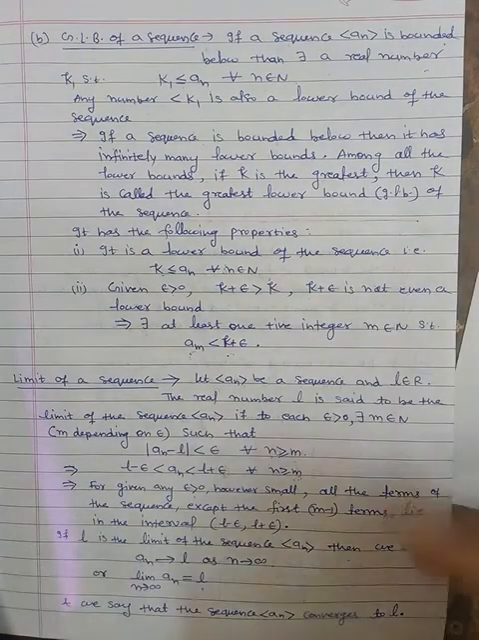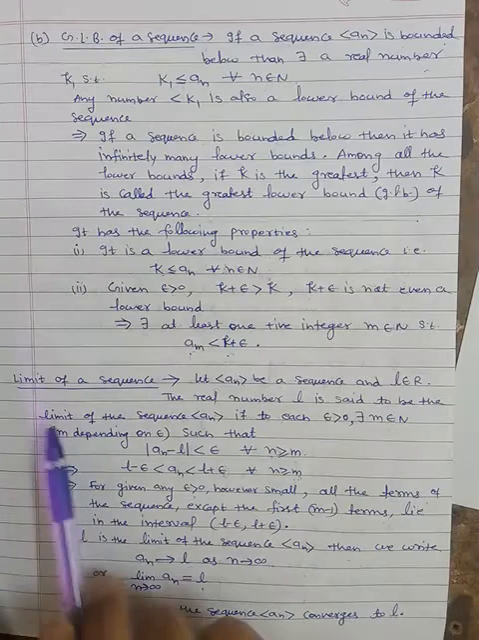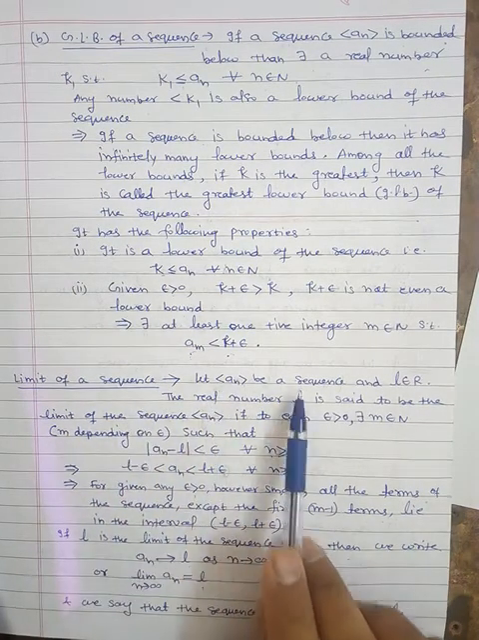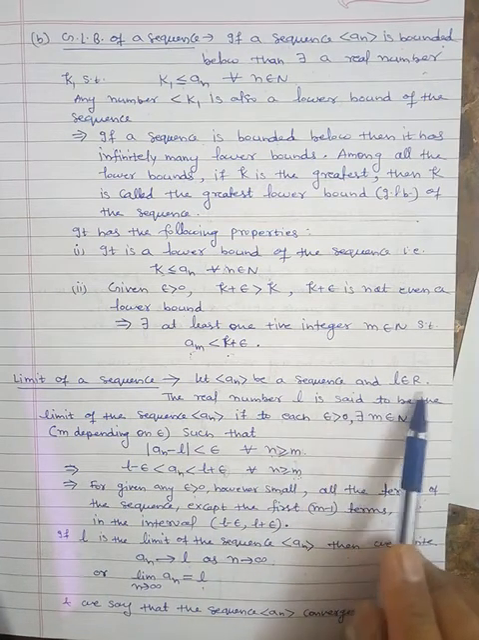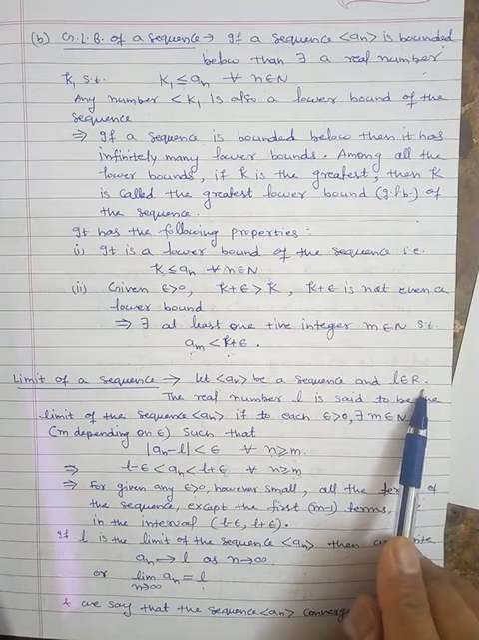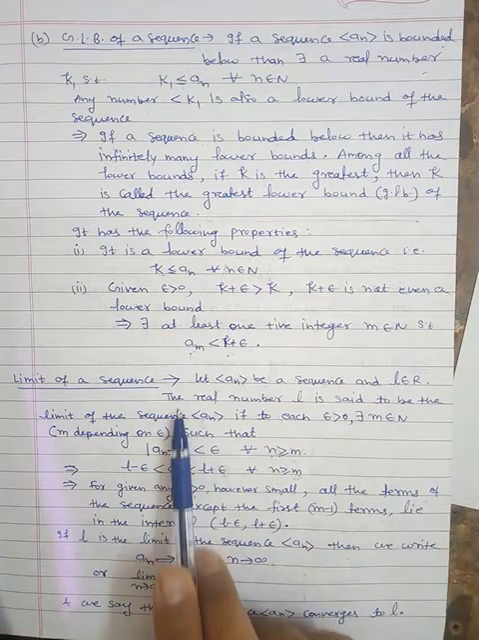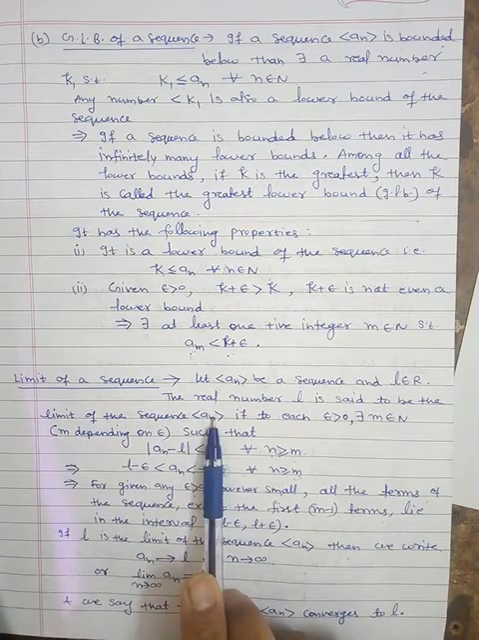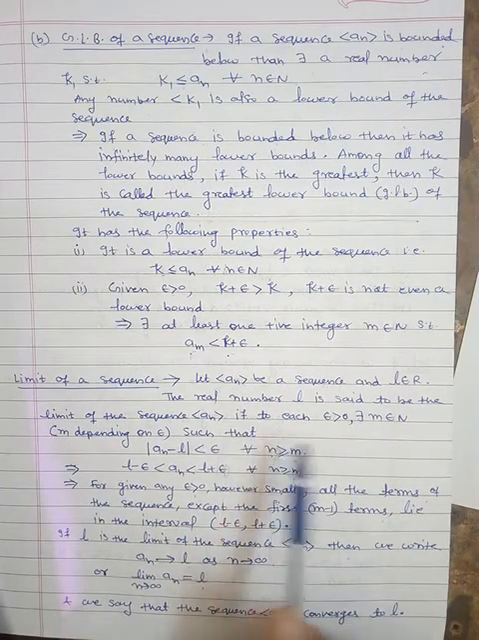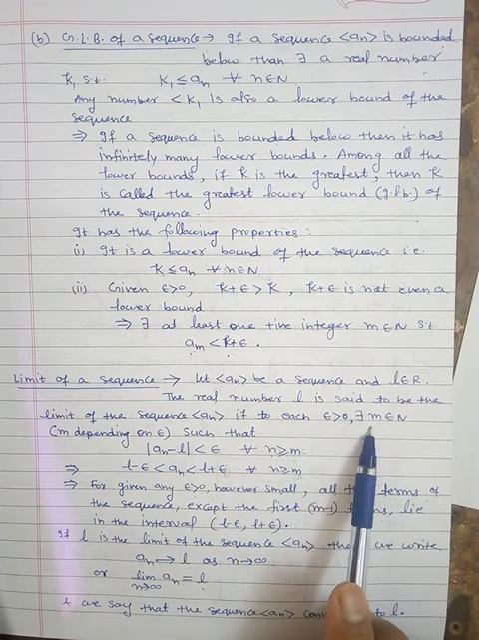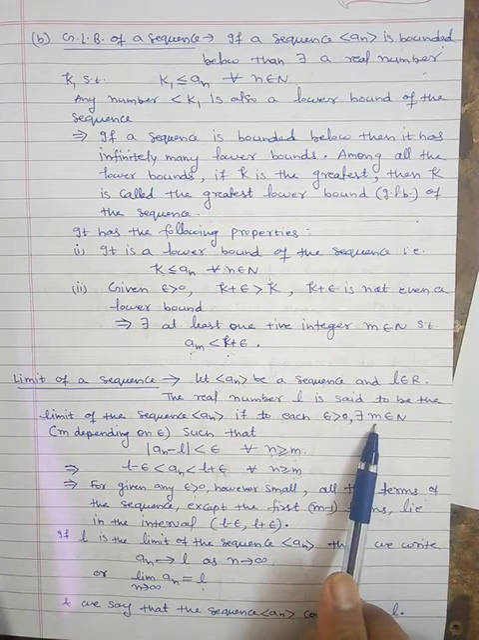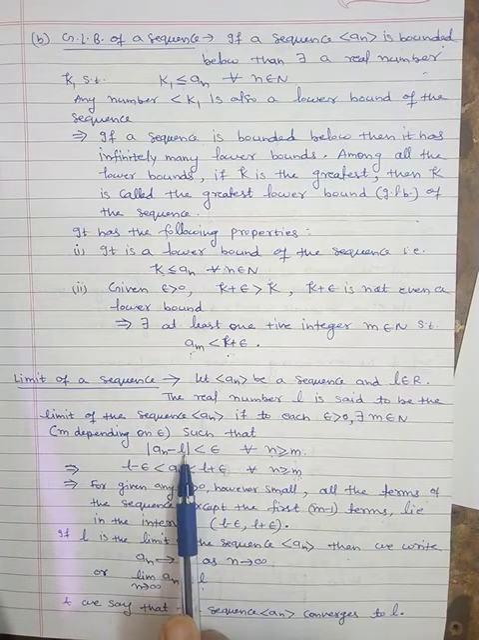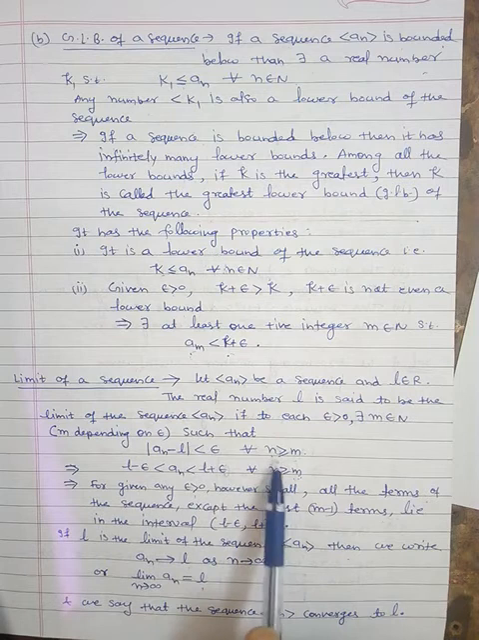Dear students, in this video we will discuss the limit of a sequence. Let a_n be a sequence and L be any real number, maybe positive, maybe negative, maybe 0. Then the real number L is said to be the limit of the sequence a_n if to each epsilon greater than 0 there exists a natural number m, which depends on epsilon only, such that |a_n minus L| is less than epsilon for all n greater than or equal to m.